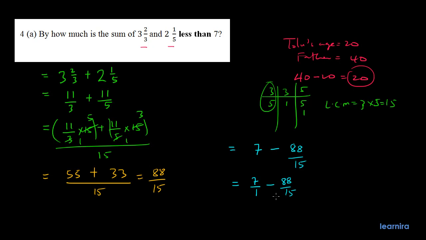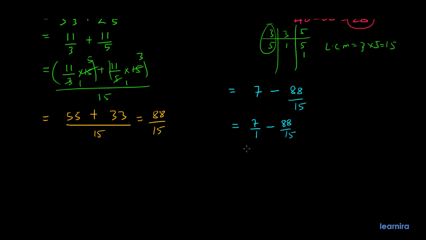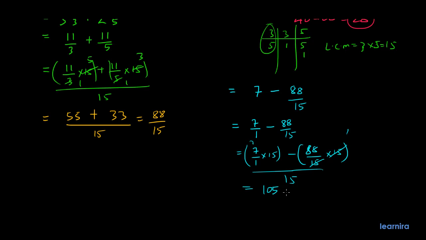Now we need to find the LCM of 15 and 1. You definitely know the LCM of 15 and 1 is 15. So this would be 7 all over 1 times 15. Multiply this fraction by the LCM, and also multiply the other fraction by the LCM. Then divide through by the LCM, and 15 cancels 15 here to give us 1. 7 times 15: 7 times 5 is 35, write down 5, carry 3. 7 times 1 is 7, plus 3 gives us 105 minus 88 all over 15.